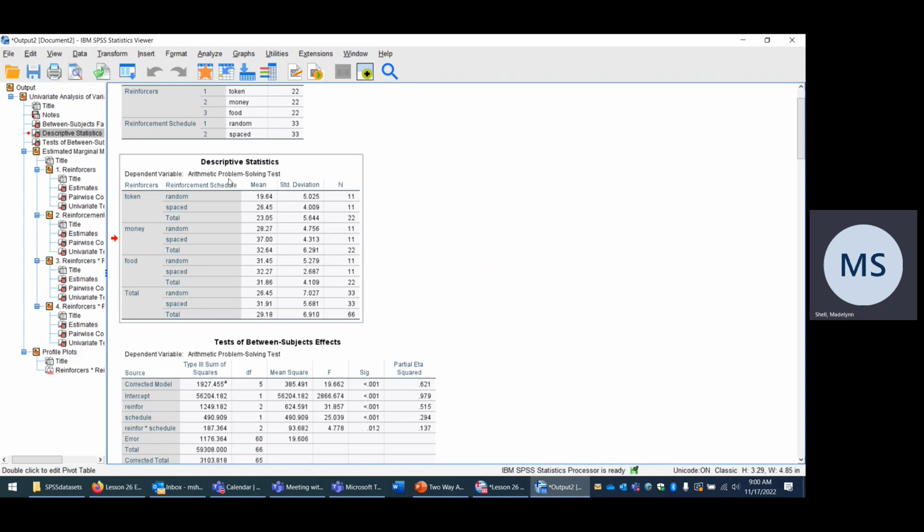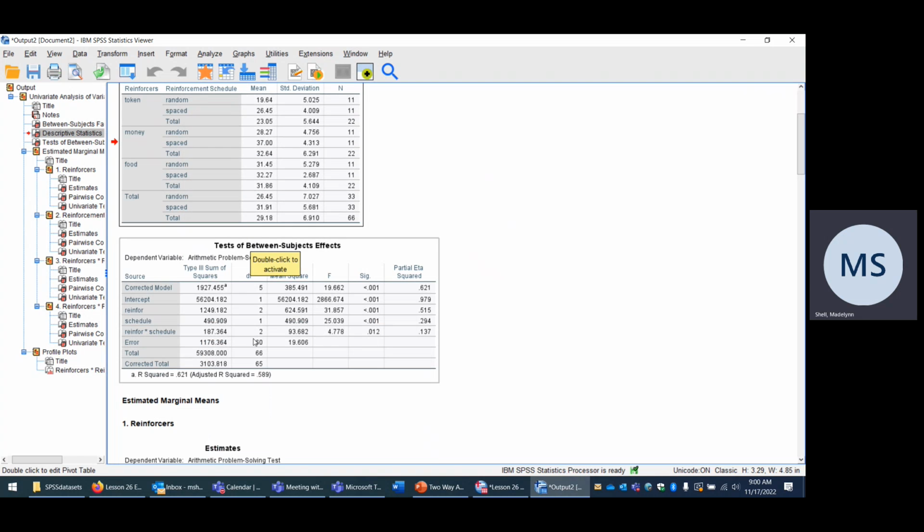Since we asked it to give us the descriptive statistics, we've got the means for every condition. So this mean of 19.64 is the mean for people who got the token reinforcer and the random reinforcement schedule. We've got the mean and standard deviation and the number. And so we've got that for each of these. So we could use this to create the kind of table that we've been working with in class. So that's our descriptive statistics.